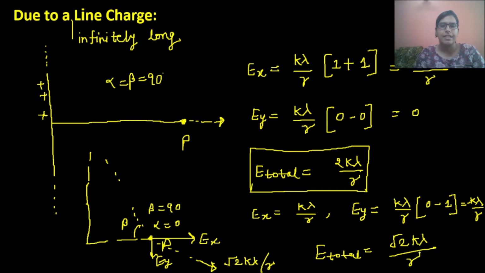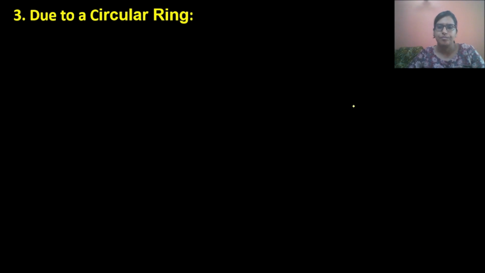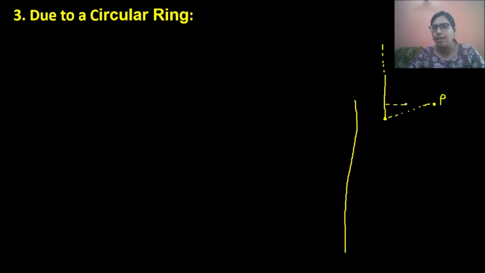Now the third condition we will see here. This is an infinitely long wire, but the point is here, which makes angle alpha from one end, and from the other end it makes angle beta, which is 90 degrees. So simply we will put the values in the formulas and we can calculate the electric field.